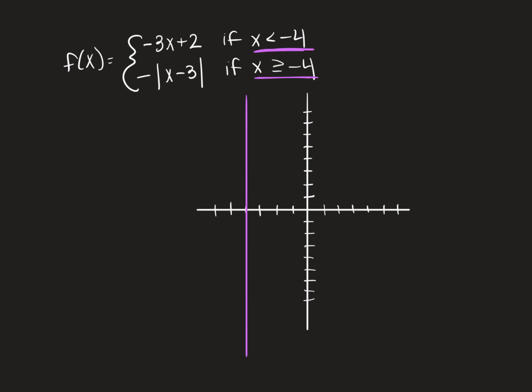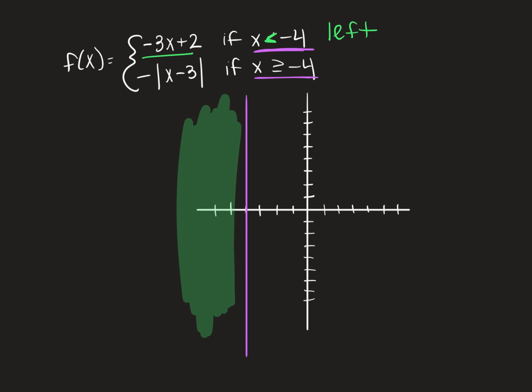Since this less than sign is pointing that way, for this one I'm going to keep everything to the left of that -4. So that equation is going to go over here. I'm going to graph the whole thing, but when I go to erase, I'm keeping what's in this green chunk I'm making, and getting rid of everything else that's not in the green.